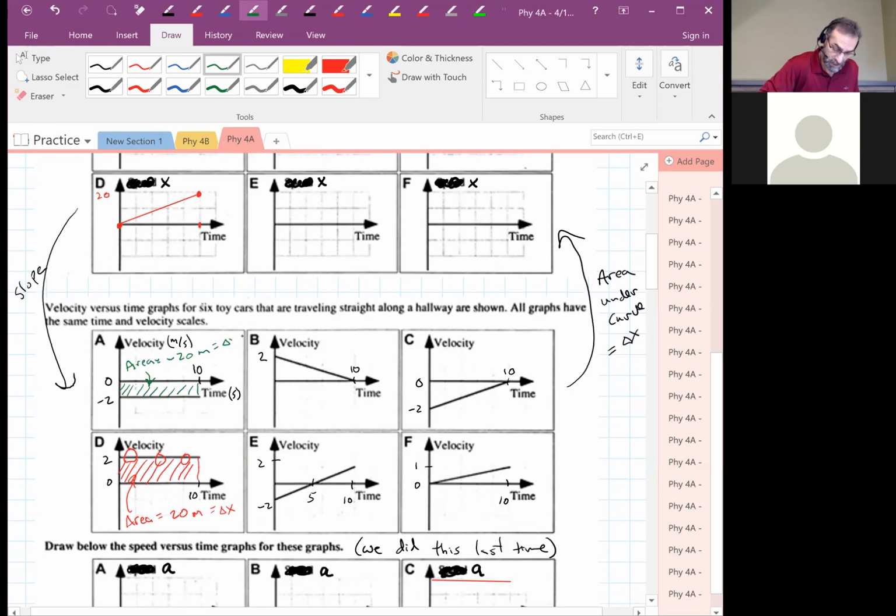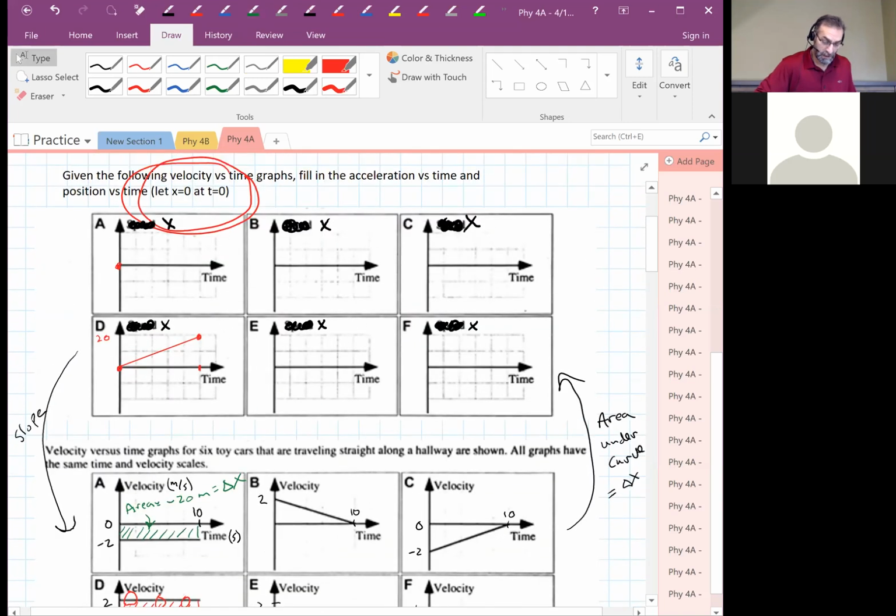That's an x. Why isn't it writing it? Come on. There we go.